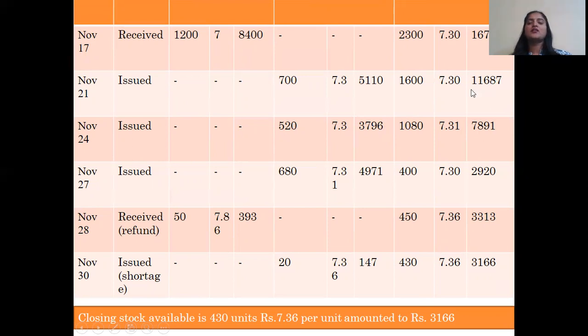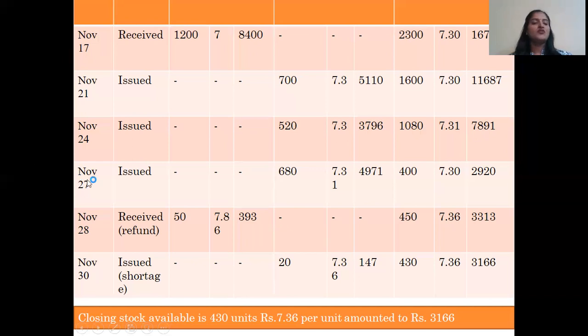3,796. So from 11,687, add this 3,796. Sorry, deduct. So how much are you going to get? 7,891. This is the amount. For this amount, what is our quantity? 1,080 we have. Okay, divide it. You are going to get 7.31.